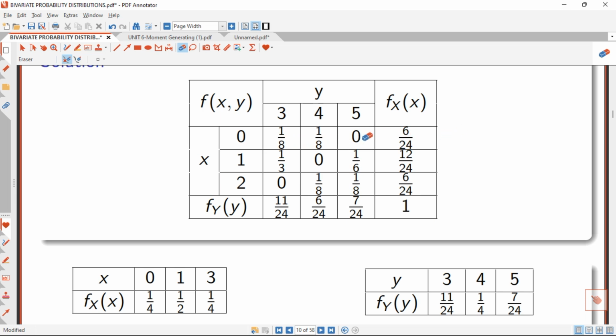So that is what we have done here. We add the probabilities here, we add them here. So if we want the marginal of X, we get this answer for you, right? Yes. And then if you want the marginal of y too, we get this answer for you.